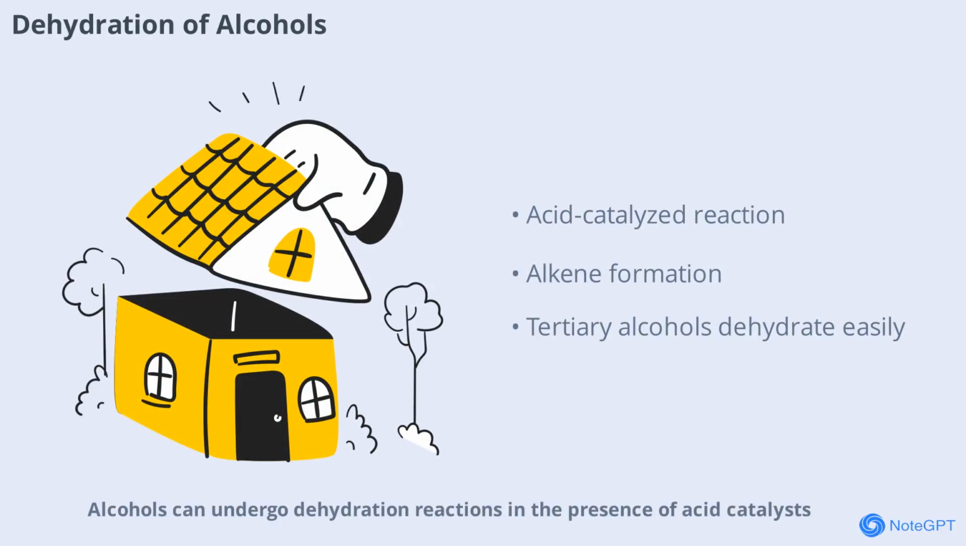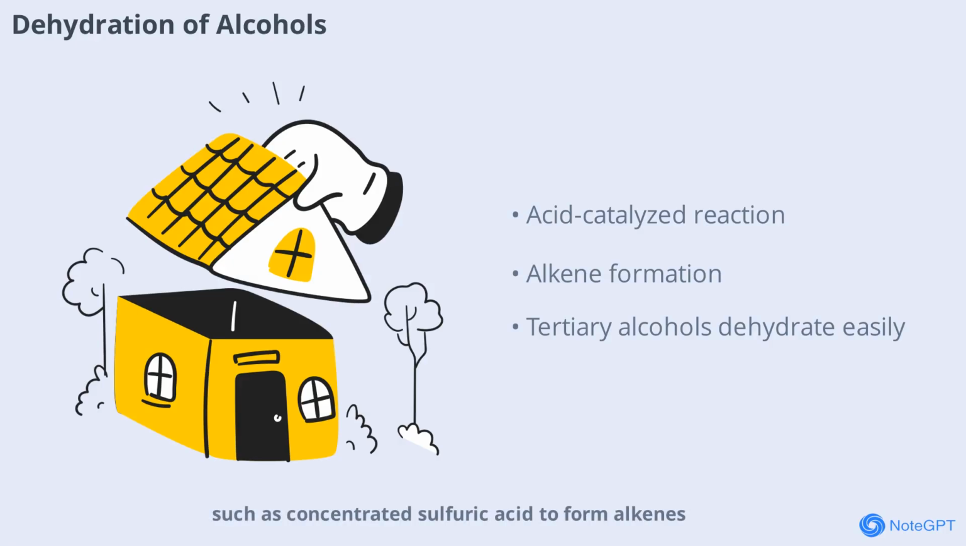Alcohols can undergo dehydration reactions in the presence of acid catalysts such as concentrated sulfuric acid to form alkenes. This reaction involves the removal of a water molecule and is an important method for producing alkenes in the laboratory. The ease of dehydration depends on the structure of the alcohol, with tertiary alcohols dehydrating most readily.